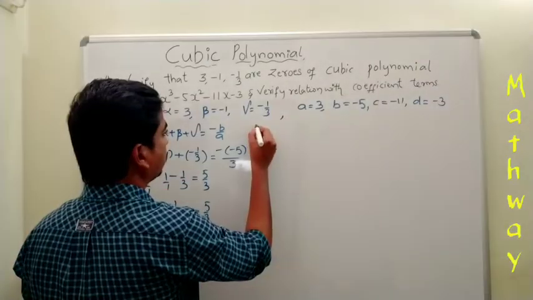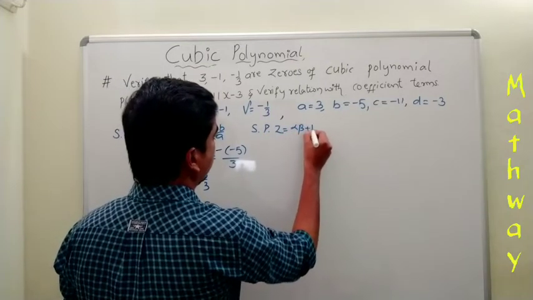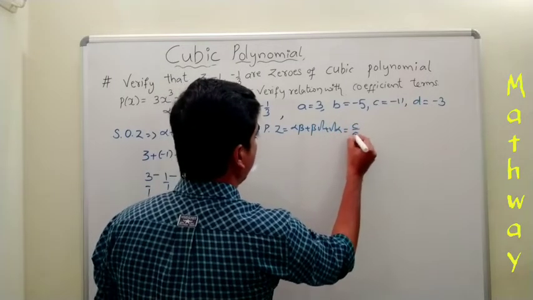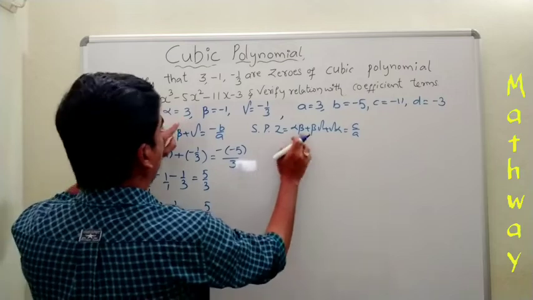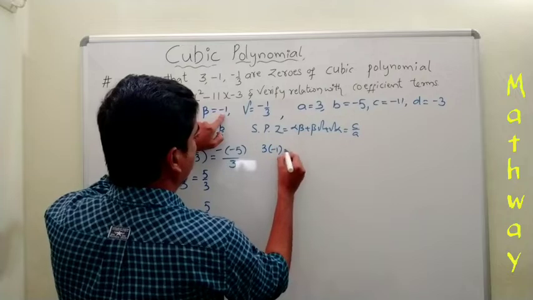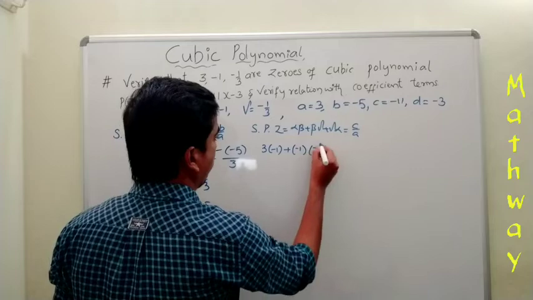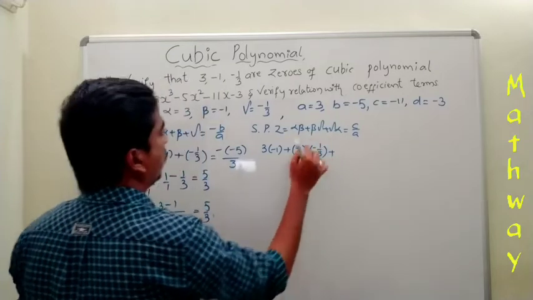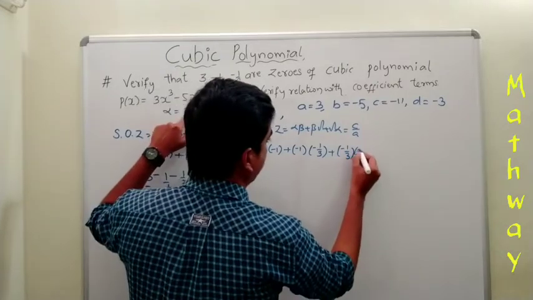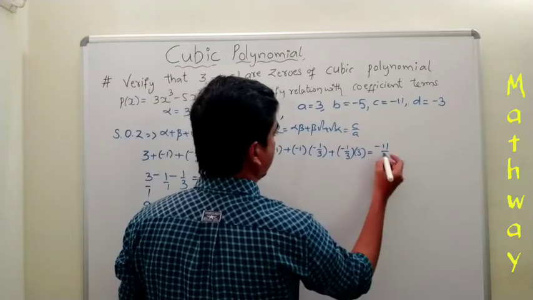Next take the sum of the product of zeros, that is alpha beta plus beta gamma plus gamma alpha is equal to C by A. So let's take it. Alpha into beta means 3 into minus 1, plus beta into gamma, minus 1 into minus 1 by 3, plus gamma into alpha, minus 1 by 3 into alpha, which is 3, equals C by A. C is minus 11 and A is 3.